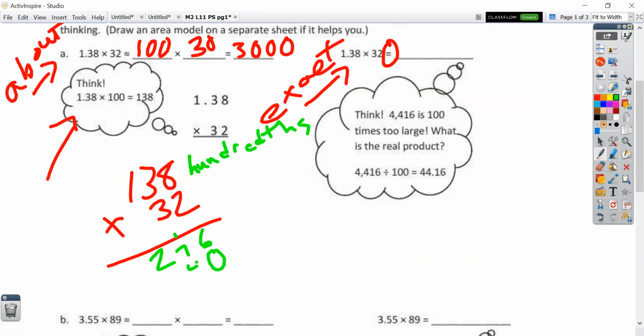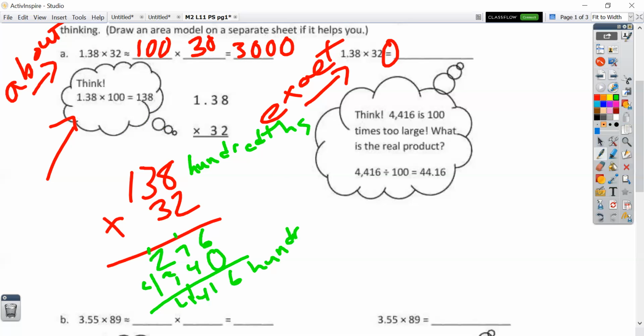3 times 8 is 24. 3 times 3 is 9, plus 1 more is 11. Oops, I didn't really want to regroup there, but I'll remember it. 3 times 1 is 3, plus 1 more is 4. 6, and then 4 plus 7 is 11. 2 plus 1 is 4, and then 4,416.